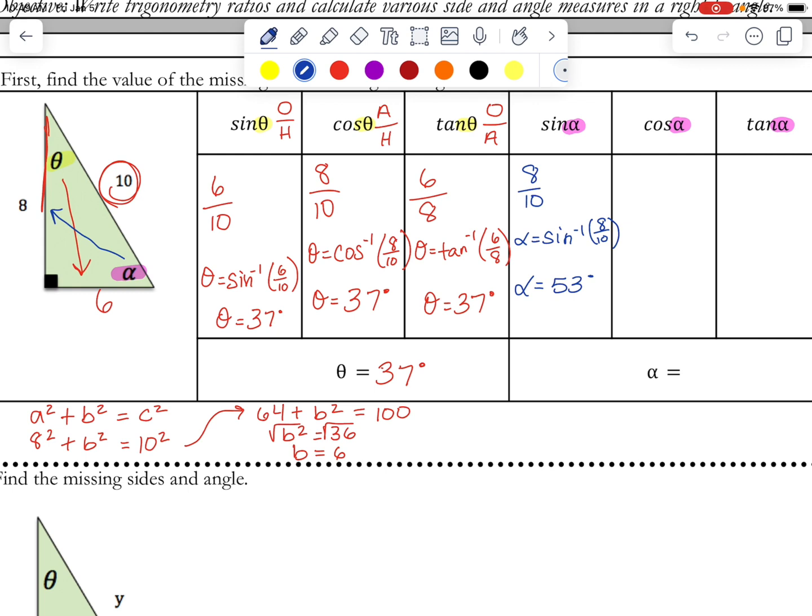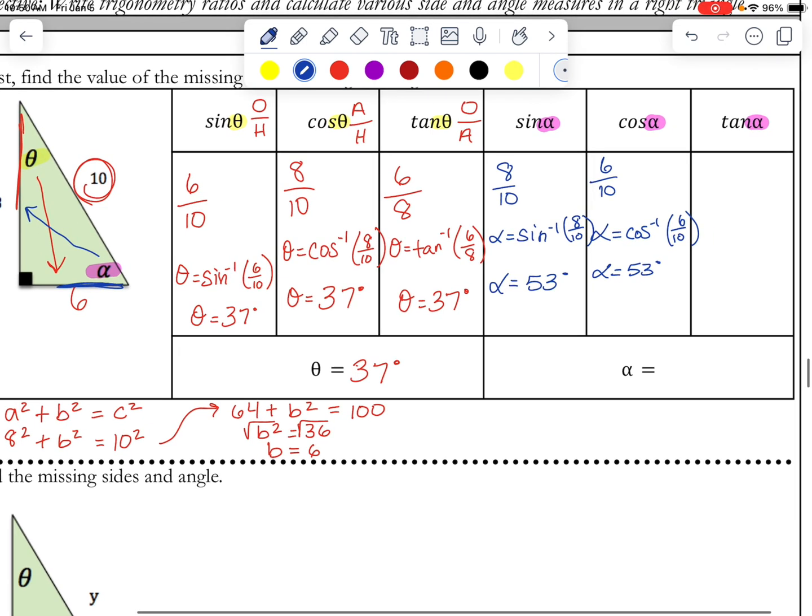Okay, cosine is adjacent and hypotenuse, so the side length adjacent to our alpha angle is 6. It's the one that's touching the angle, but it is not the hypotenuse. So we would use 6 over 10. So again, using the inverse, so cosine inverse, 6 over 10. Alpha should be 53 degrees when you round to the nearest degree.